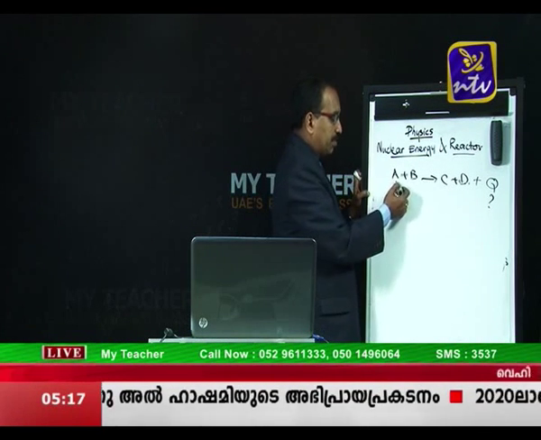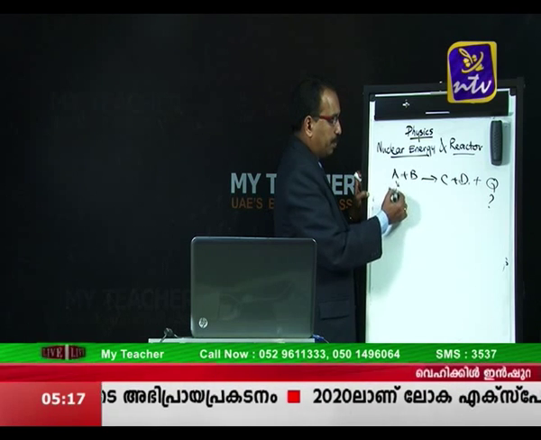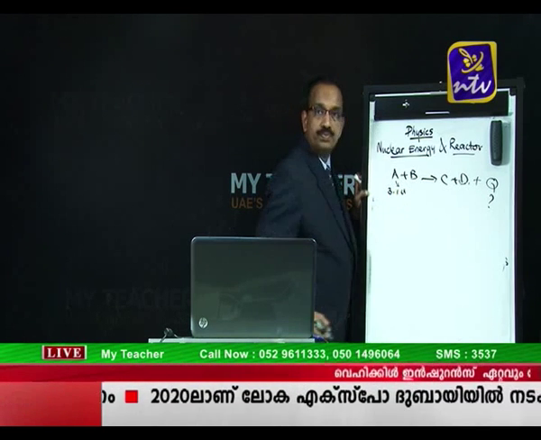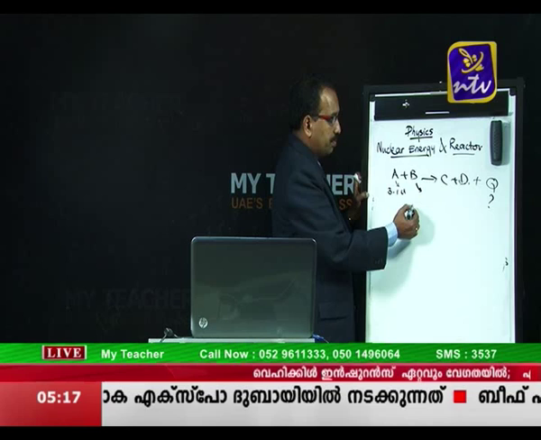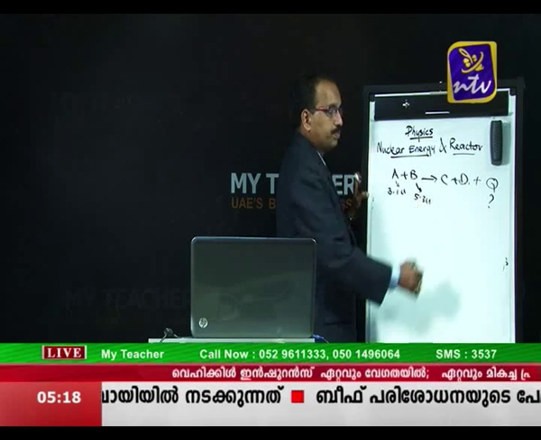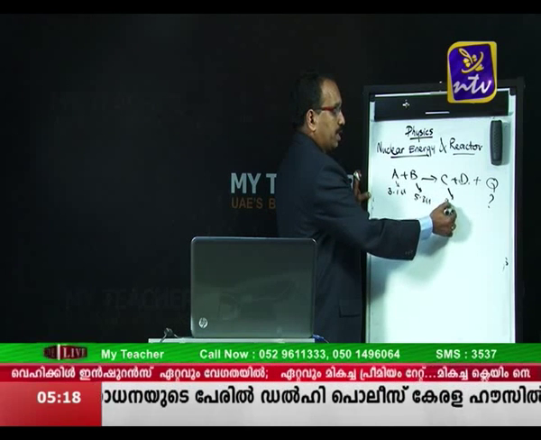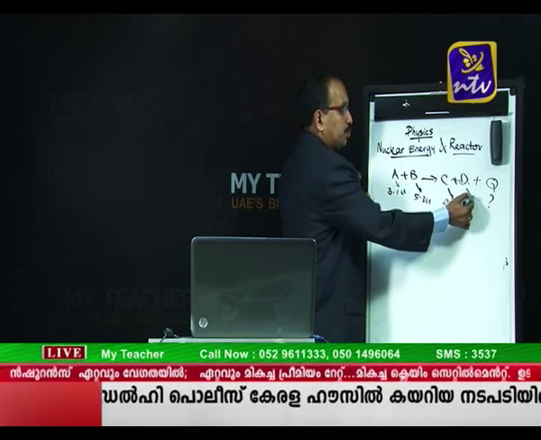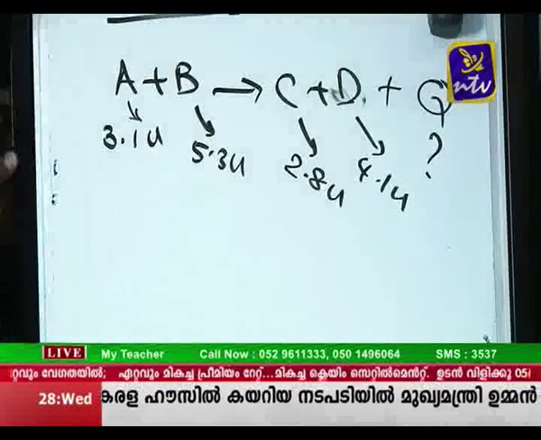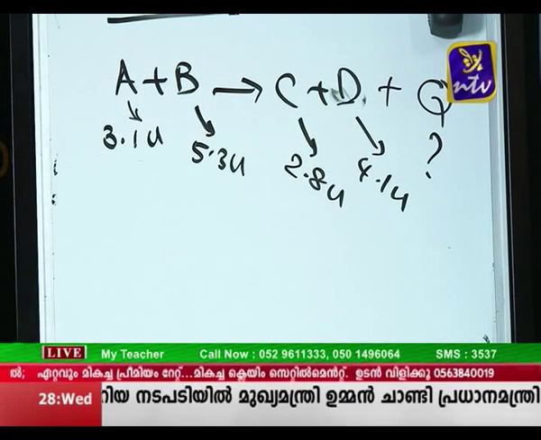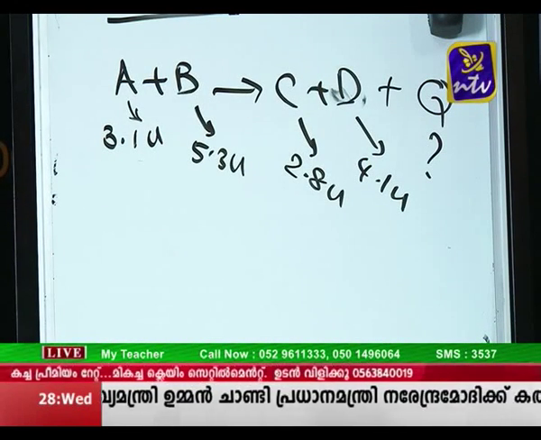Imagine the masses are given. Let's say A is 3.1 AMU, and B's mass is 5.3 AMU. C's mass, let it be 2.8 AMU, and D's mass, let it be 4.1 AMU. So all the masses are given in AMU.